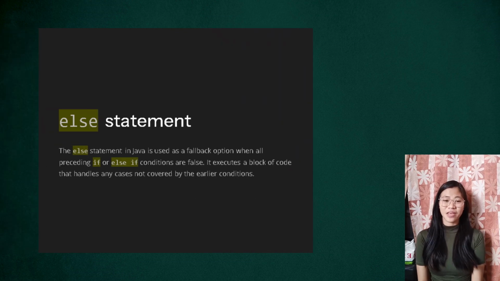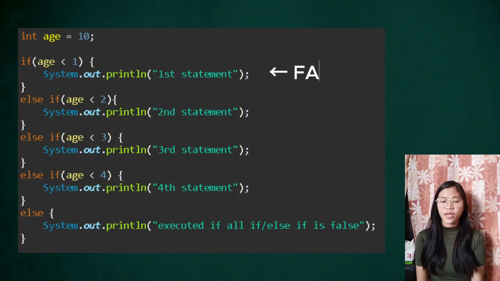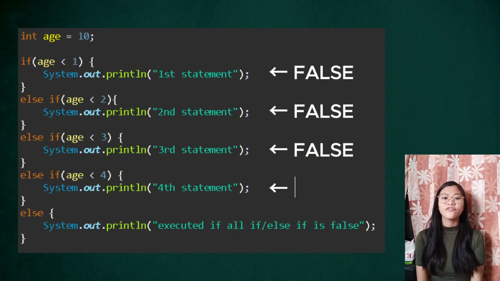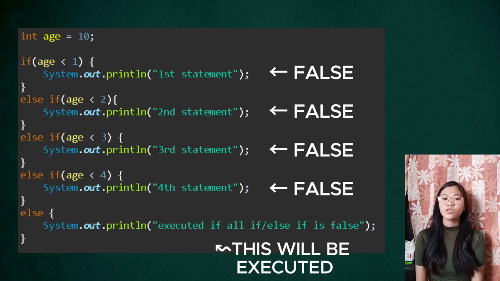Lastly, the else statement. The else statement in Java is used as a fallback option when all preceding if or else-if conditions are false. It executes a block of code that handles any cases not covered by the earlier conditions. So it means it is used to specify a block of code to be executed if the condition in a preceding if statement or a chain of if-else-if statements evaluates to false. It provides a way to handle situations not explicitly covered by the if condition.